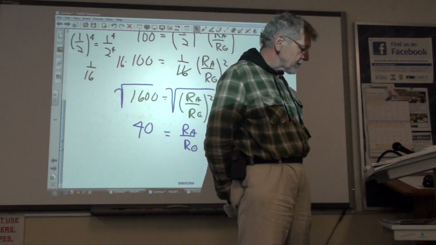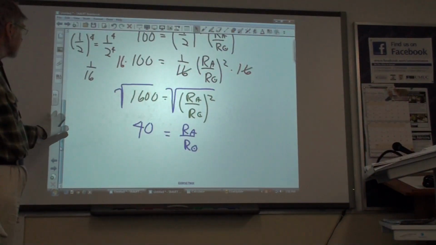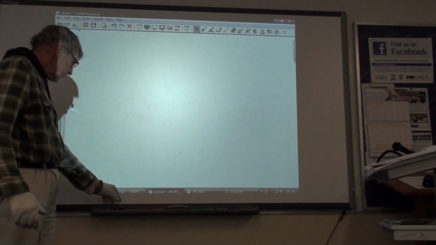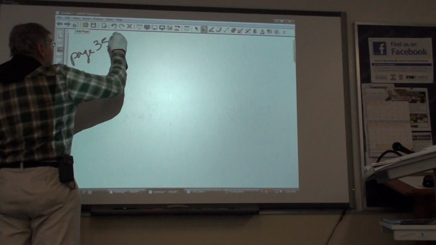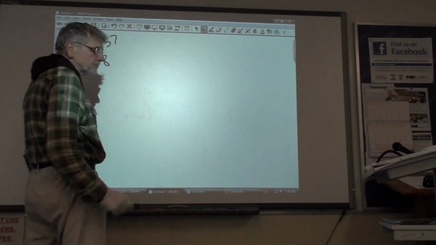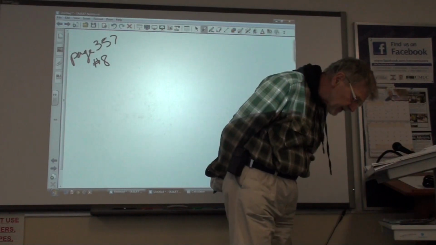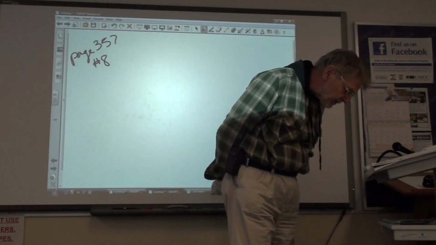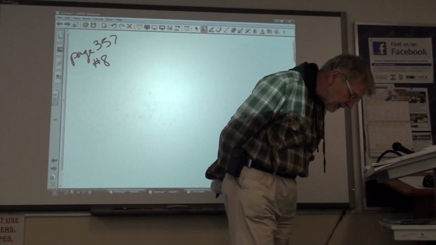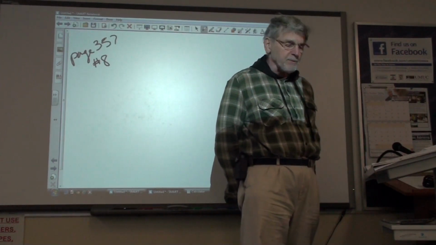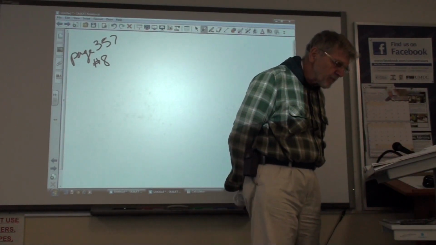So, problem number 8, same page. Now remember, you can freeze the frame and look at these for as long as you want. So page 357, number 8. To read the problem. A stellar companion of Sirius has a temperature of about 27,000 K and a luminosity of about 10 to the minus 2 solar luminosities. What is its radius compared to the Sun's, and what is its radius compared to the Earth?